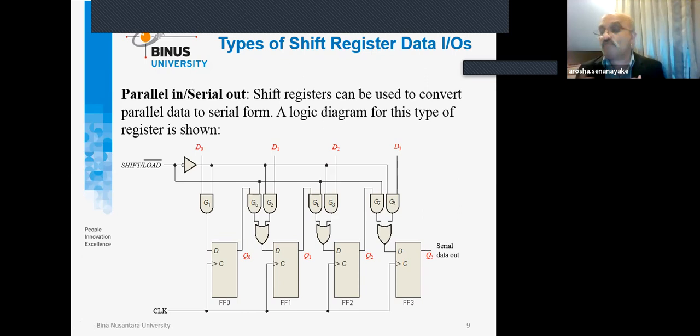Therefore, you can understand that when it comes to parallel in serial out, loading of the value to be loaded into the D-type flip-flops will occur whenever the signal is low, meaning it is 0 volts.